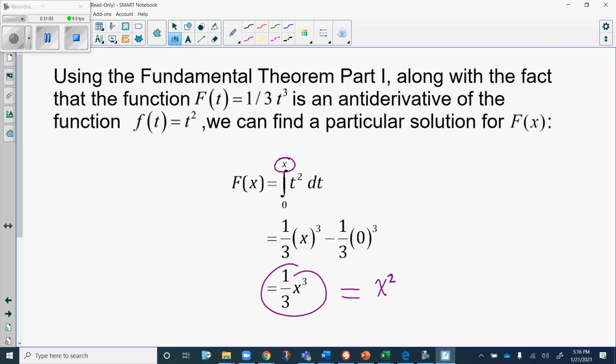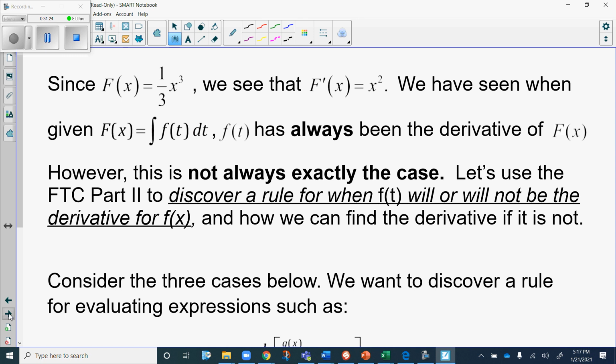So this is the antiderivative. Well, if I take the derivative of the antiderivative, I basically get the same integrand that we started with. And that's what we're talking about for the fundamental theorem of calculus. That's not always going to work out to be the same thing, and that's what we're going to be looking at.